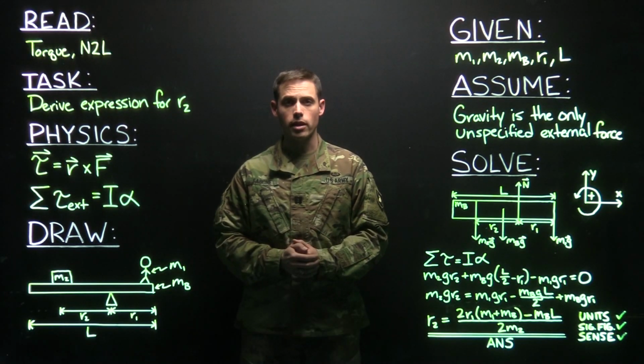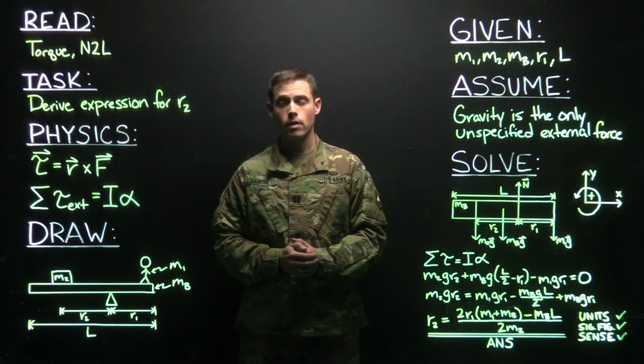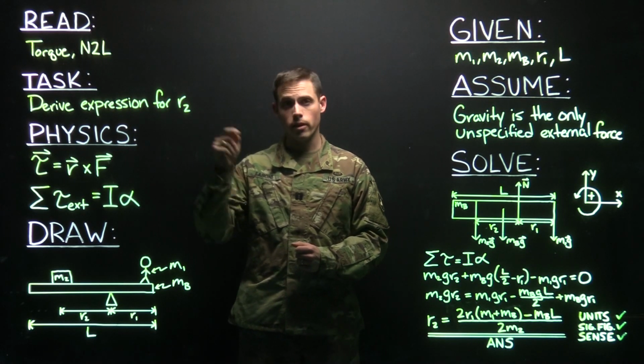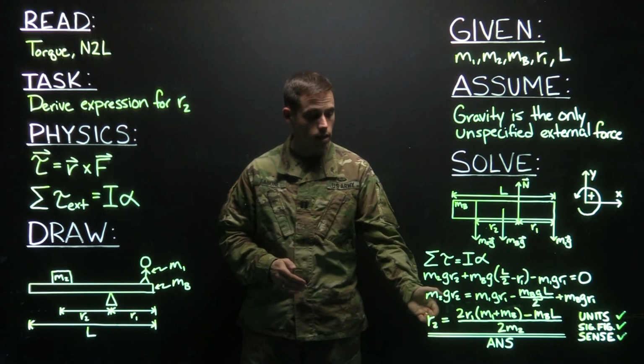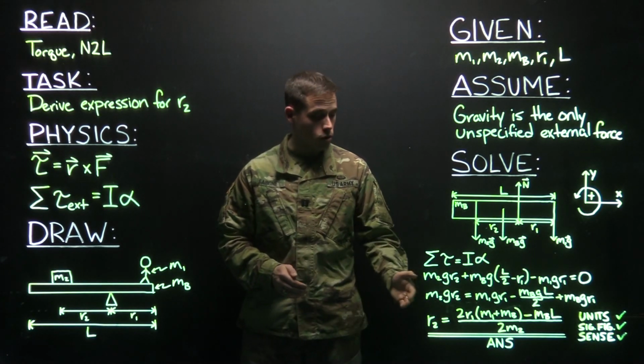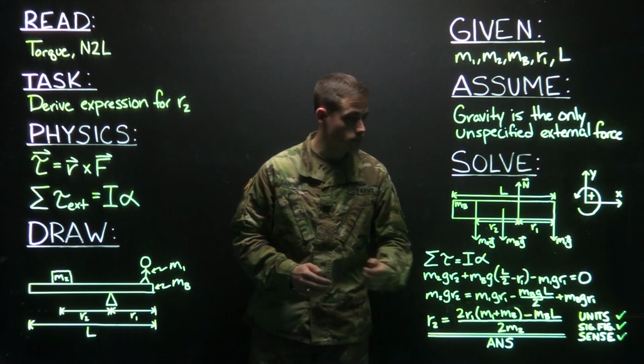Now that we've applied Newton's second law, algebra takes over. We're attempting to isolate our objective variable, r2, in terms of all given quantities, which is exactly what you see here. We arrive at a solution for r2 in terms of all given quantities.